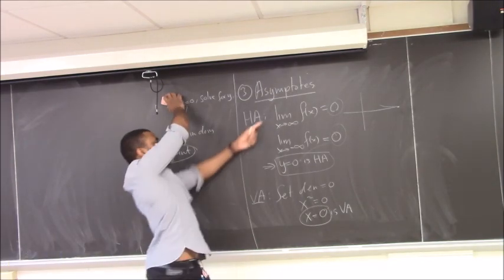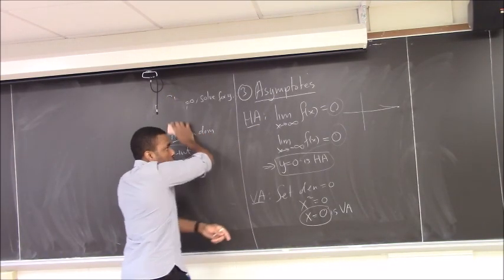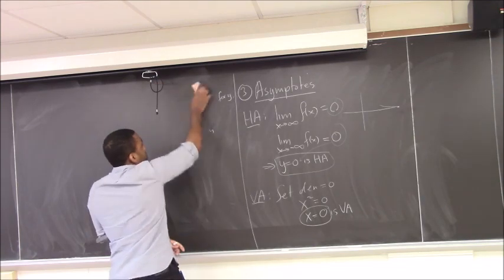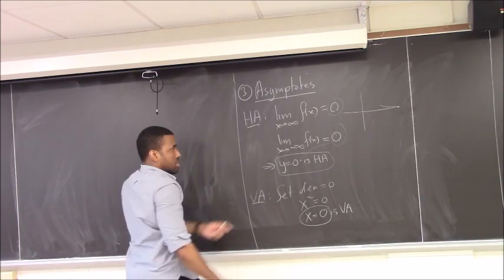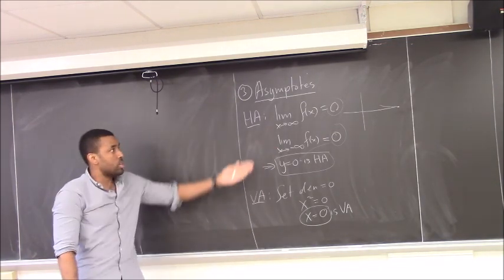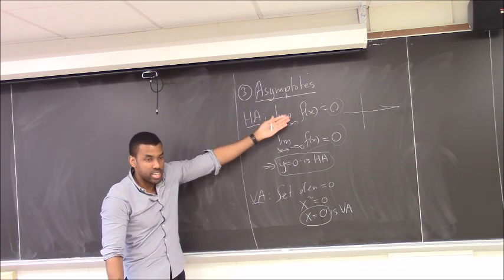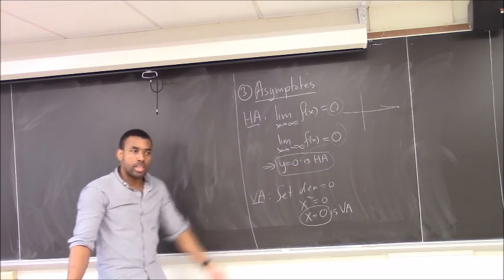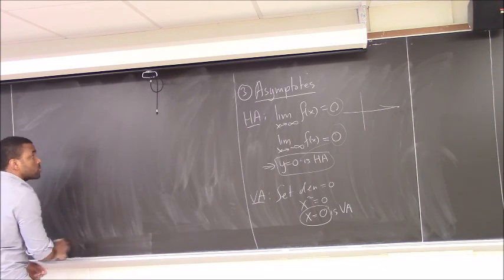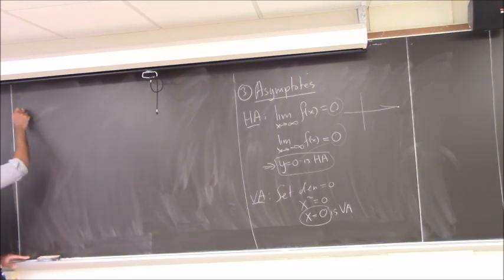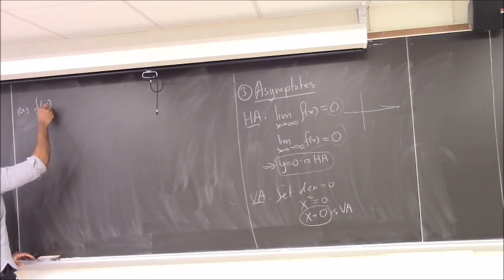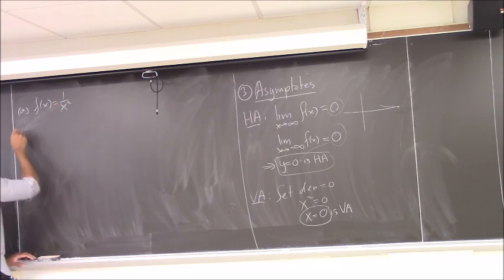But you always find these two limits for horizontal asymptotes. If you get an answer, a number for an answer, then that's it. If you get infinity, or you get does not exist, then there's no horizontal asymptote. We're saying f of x equals 1 over x squared. Let's move on to step 4.